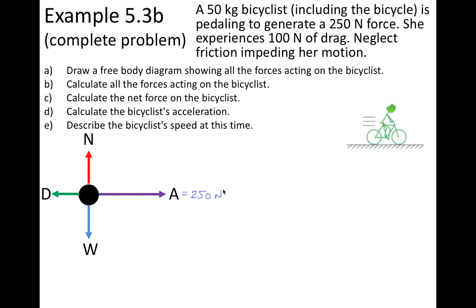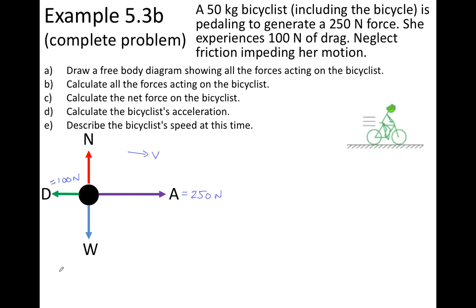And then there's going to be a drag force acting backwards. We know that that drag force is acting backwards because the bicyclist has a velocity that is forward. Drag is always opposite velocity. And we know the value of the drag force is 100 newtons. So part B wants us to calculate all the forces acting on the bicyclist.